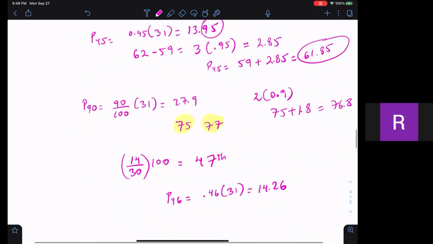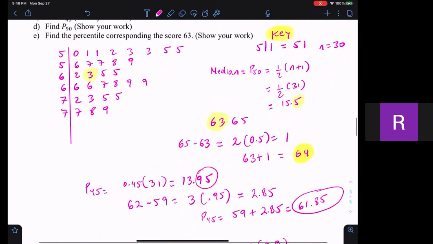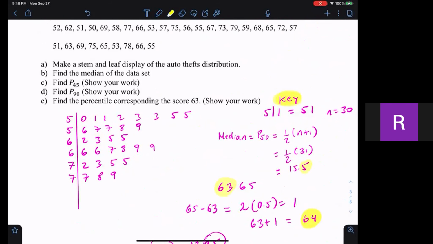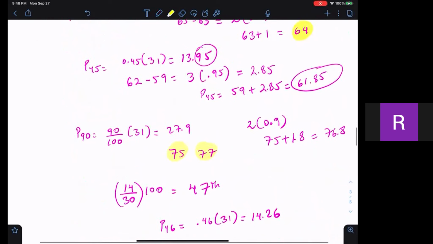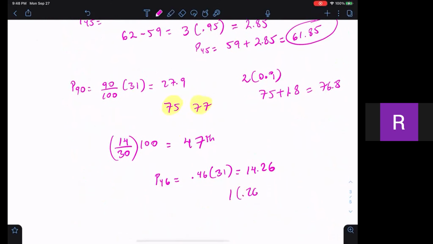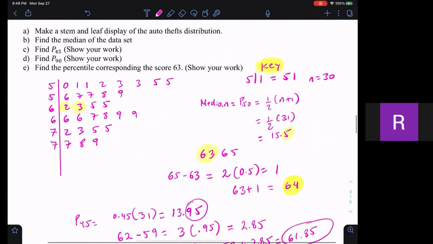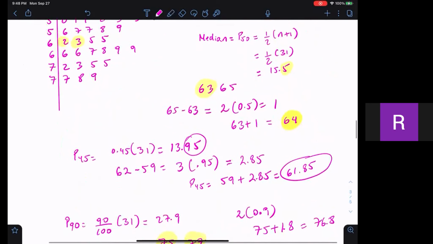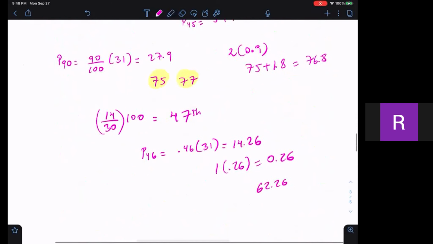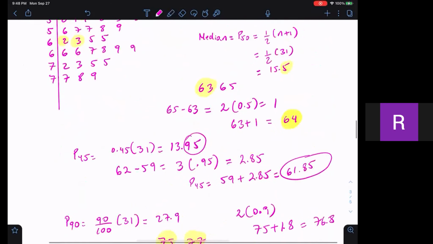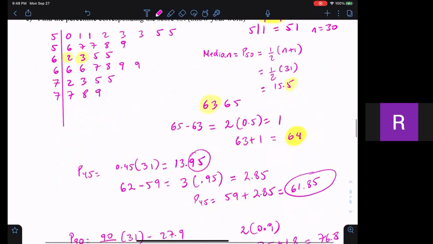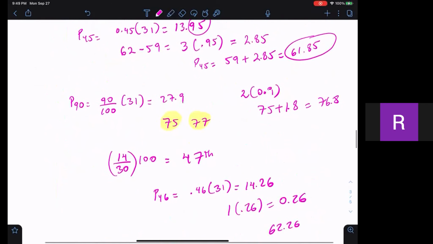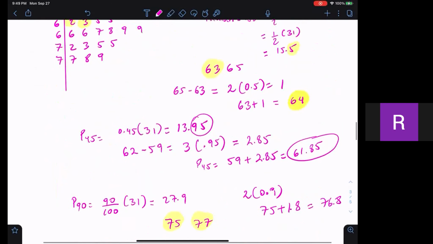Let's find that 14.26. If you want to check, you don't need to do this. Counting 10, 12, 13, 14 and a little bit, it's between these two numbers, 62 and 63, and the difference is 1. 1 times 0.26 is 0.26. So you add to your lowest value, 62 point and change, 62.26. So you can see it's close to that value of 63. So that's the idea of that. I hope that this makes sense. Okay, that's how you do that.